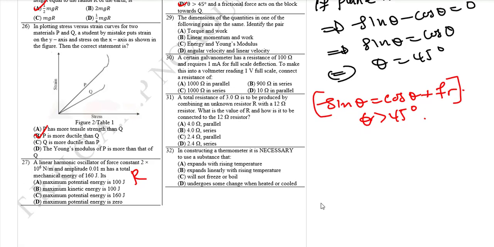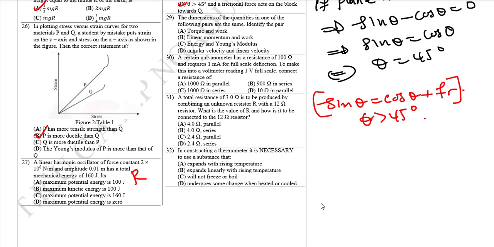29. The dimension of the quantities in one of the following pairs are the same. Identify the pairs. A. Torque and work. B. Linear momentum and work. C. Energy and Young's modulus. D. Angular velocity and linear velocity.